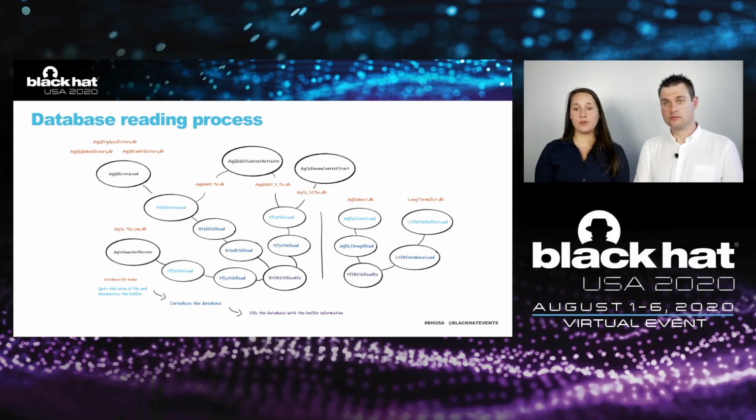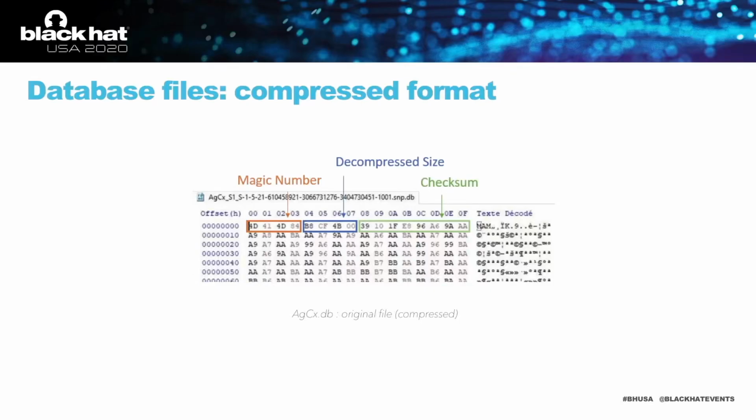So as we have seen previously, all the databases are connected to each other, so they follow the same reading process. For each file in orange on the screen, the reading process is divided into 3 steps. The first step is, if required, getting the view of the file, decompress the buffer. Then you've got the initialization of the internal database in dark blue, and after that you fill the data. Superfetch fills the database with the information contained in the file.